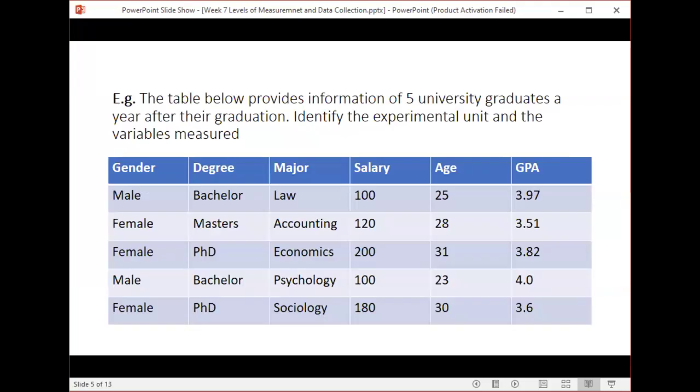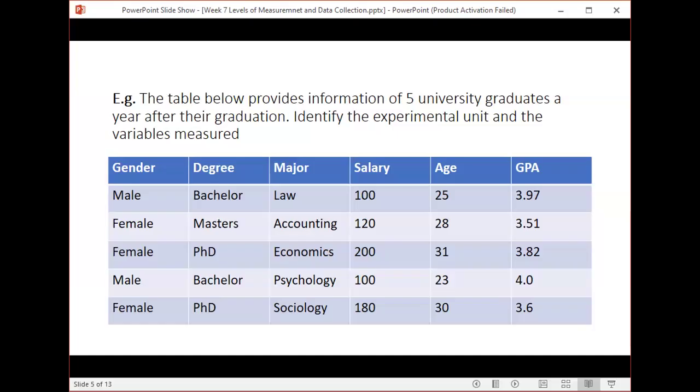Say the table below provides information on 5 university graduates a year after their graduation. Identify the experimental units and the variables measured. Right, so gender, degree, major, salary, age, GPA. The experimental unit here is the people, the item, the object we are measuring. So this is telling us clearly that the information is on 5 university graduates. So the 5 university graduates are the experimental units.